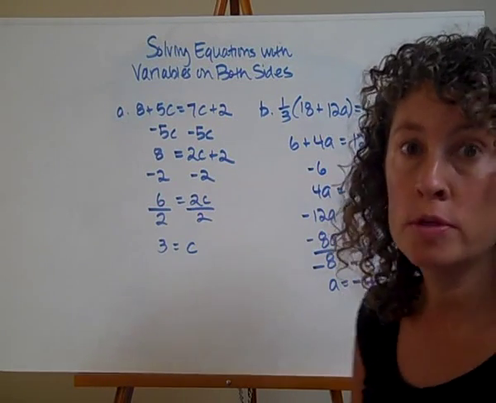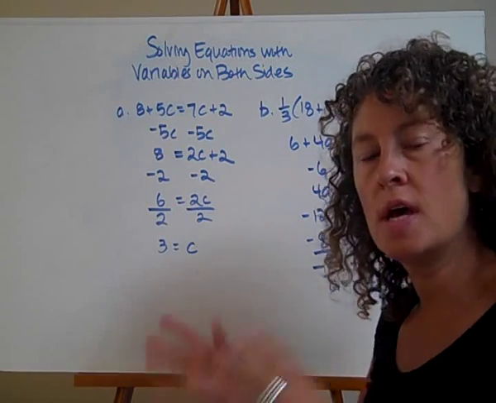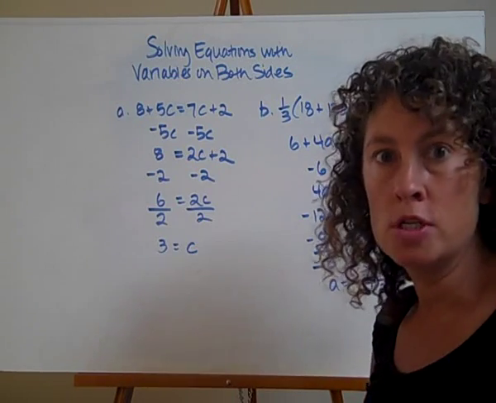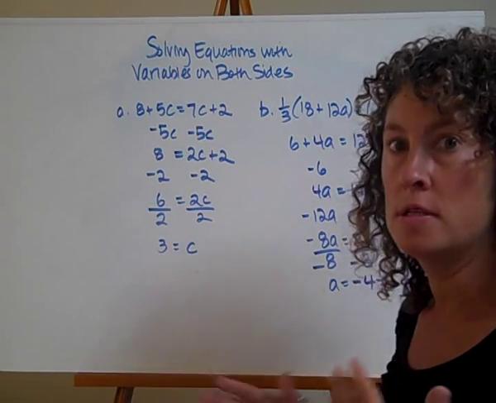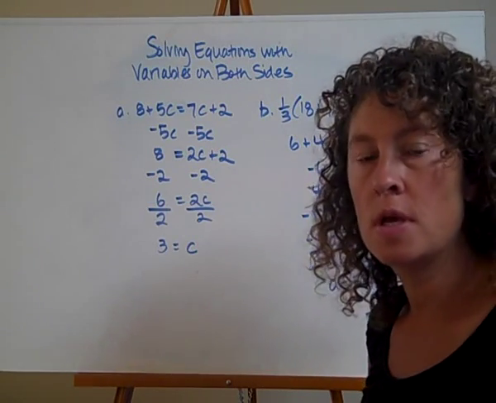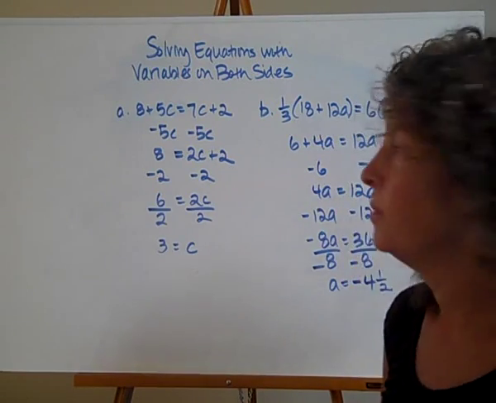Solving equations with variables on both sides. So we've looked at multi-step equations where the variable's on one side and we have to do multiple operations to get the variable by itself. Let's look at equations where there's a variable on both sides, and we'll have to take kind of more steps to get that variable alone.